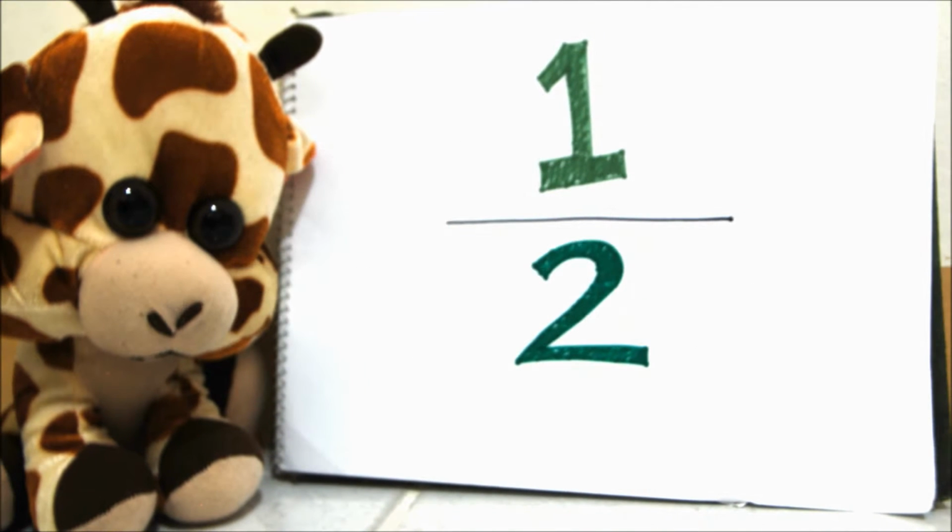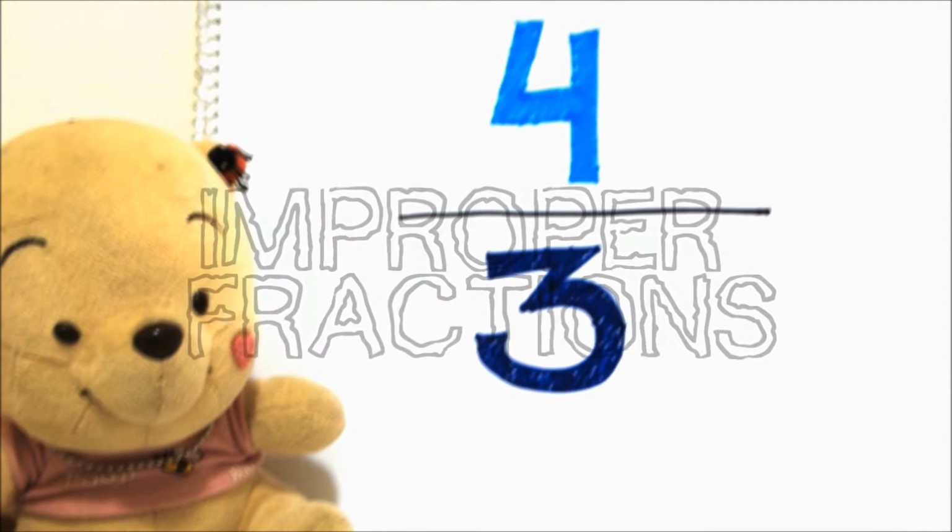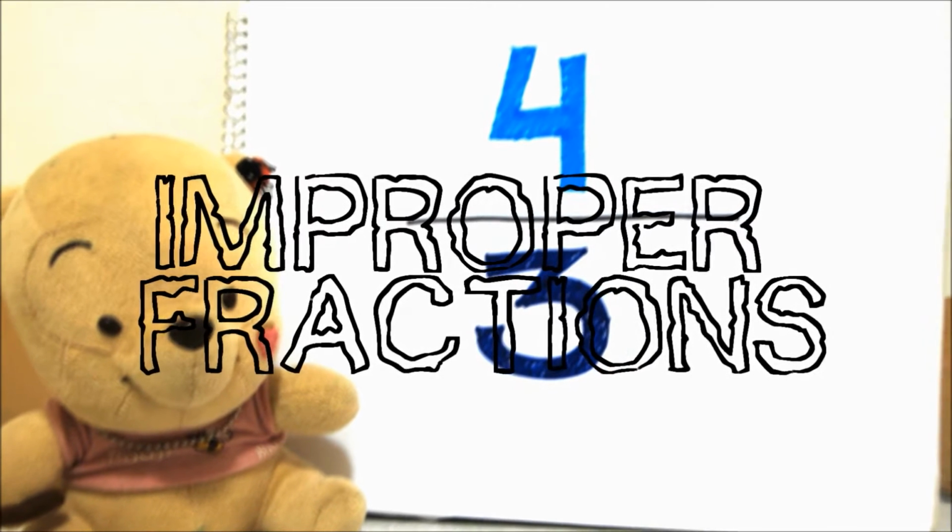Proper fractions are fractions in which the numerator is lesser than the denominator. Improper fractions are fractions in which the denominator is lesser than the numerator.